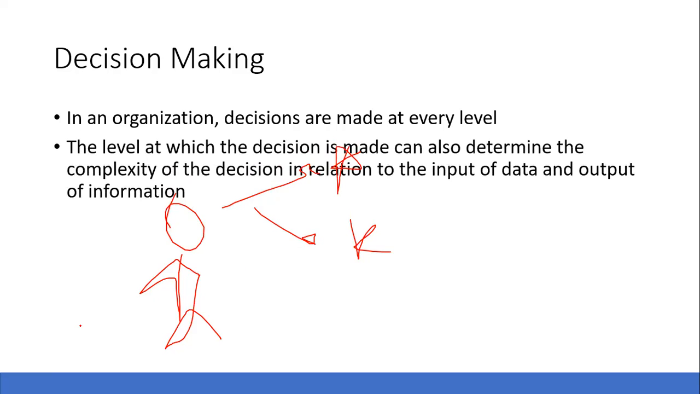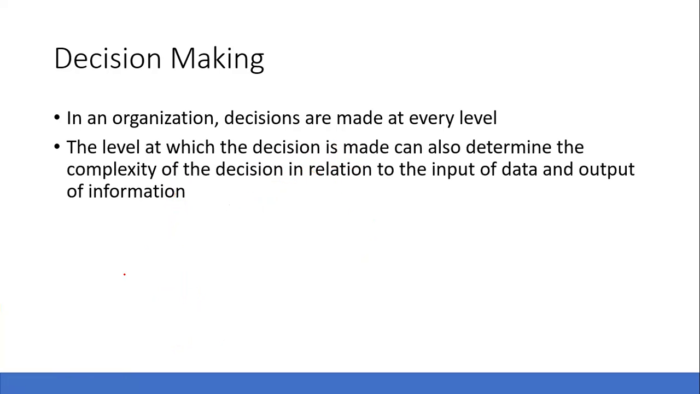Now, the level at which a decision is made can also determine the complexity of the decision in relation to the input of data and output of information. Again, the same story: input the data, process it, and get some sort of information. In this case, the information is supposed to be much more robust to make a decision. Your data should be clean and appropriate for the context. So your decision making depends on the data. Any questions on that? Any arguments?